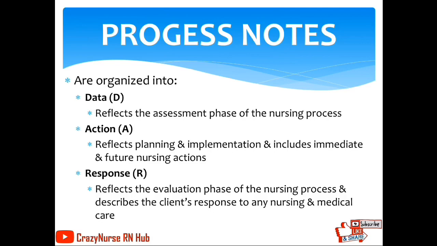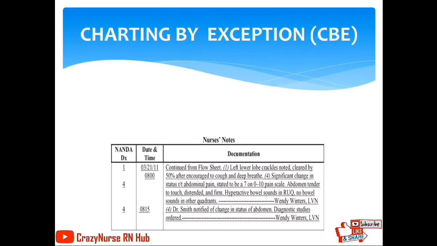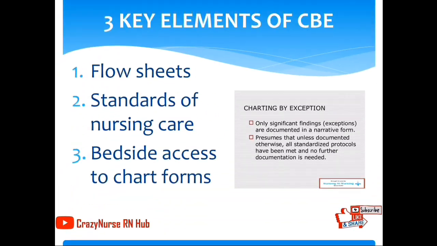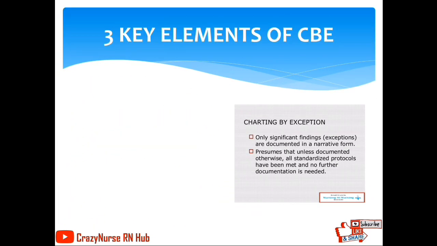Now let's proceed to charting by exception, or CBE. This is a documentation system in which only abnormal or significant findings or exceptions to norms are recorded. Charting by exception incorporates 3 key elements. We have the flow sheets. Examples of flow sheets include graphic records of vital signs, a head and face assessment in a daily nursing assessment record, and a Braden assessment of the skin.